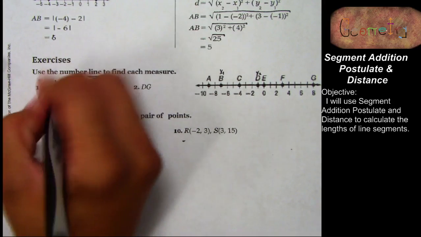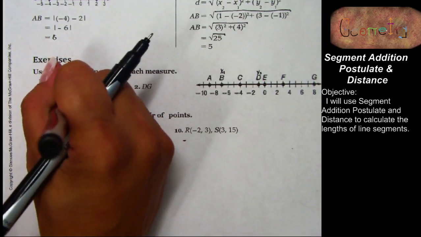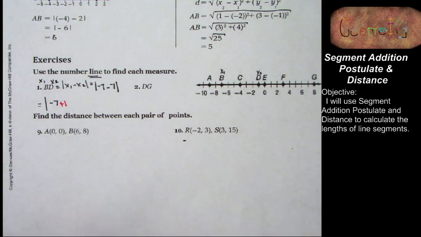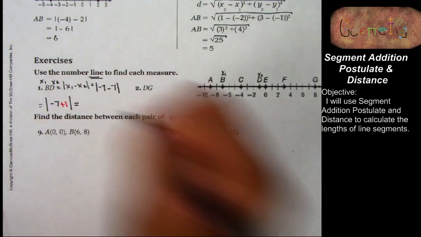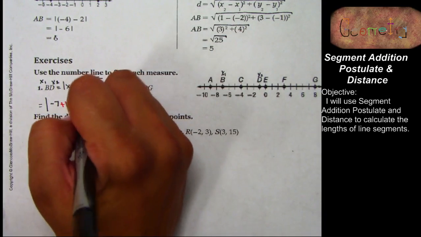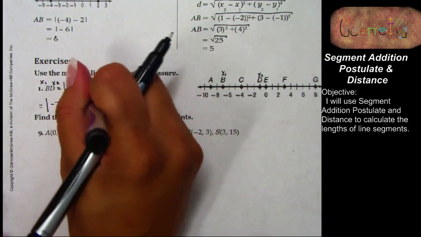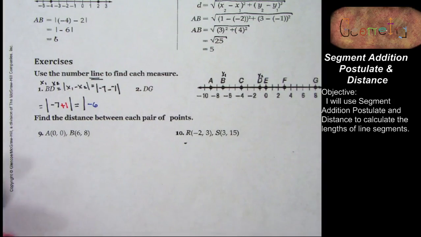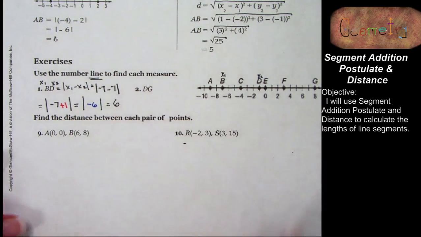I'm going to simplify this a little bit. I have that double negative there that's kind of bugging me a little bit. Double negatives turn into an addition, and so I can exchange the minus -1 for plus 1. Looking inside the absolute value, negative 7 plus 1 is negative 6. And the absolute value of negative 6 is 6.